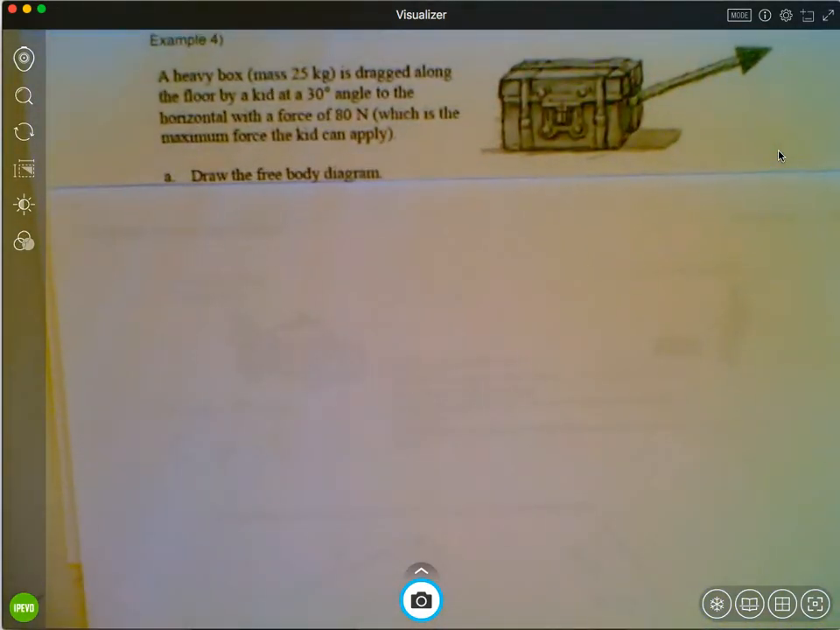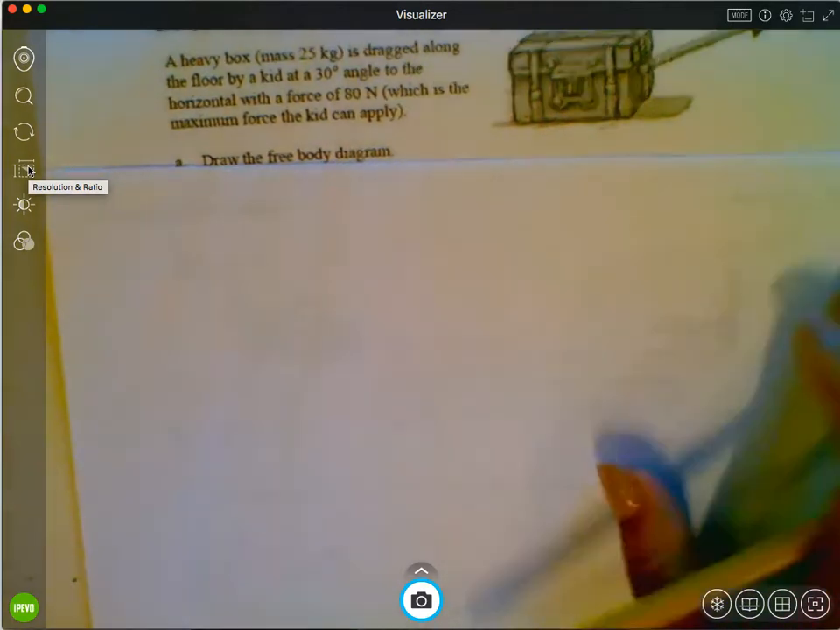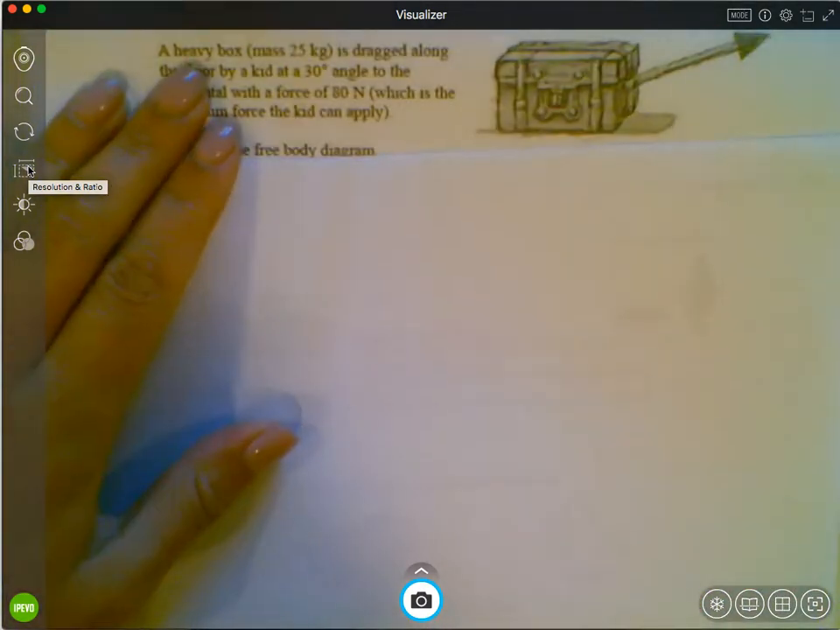All right, here we go. Hopefully this will stop doing that crazy focusing thing. Let me see if I can stop it. I don't know if I can, but we'll see.